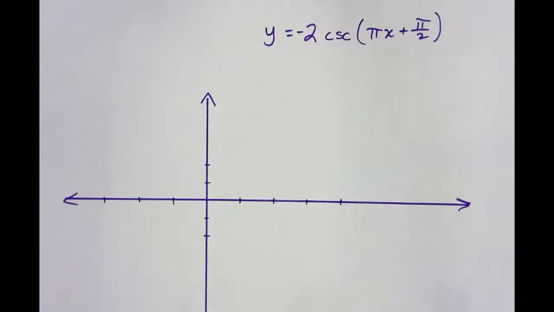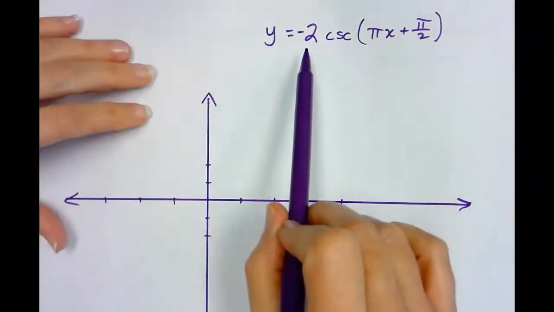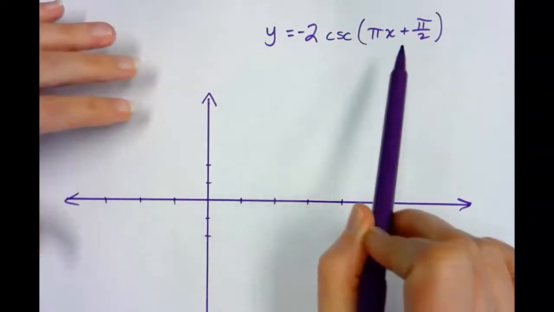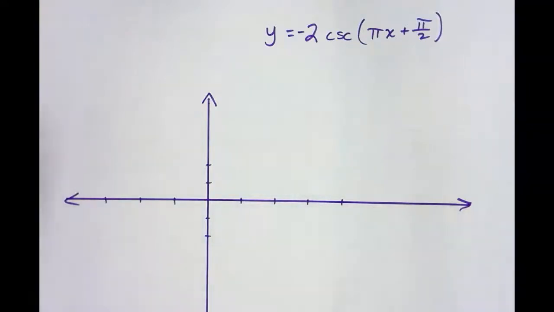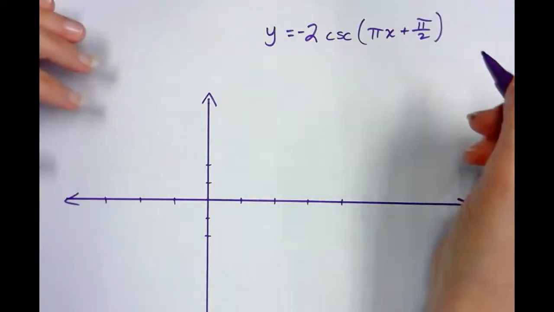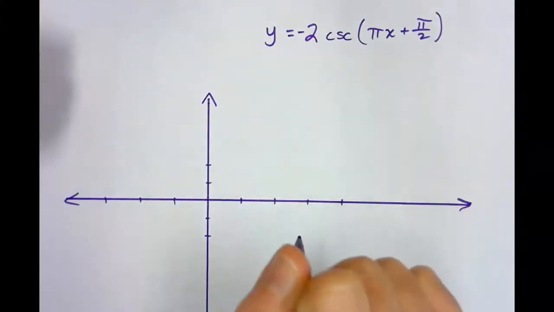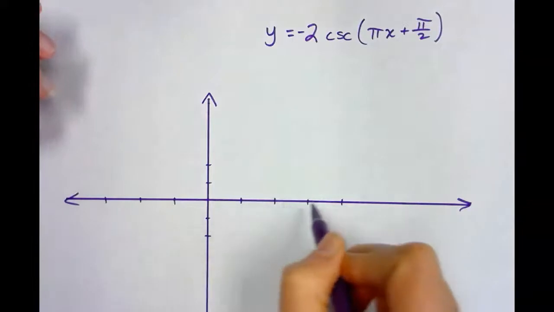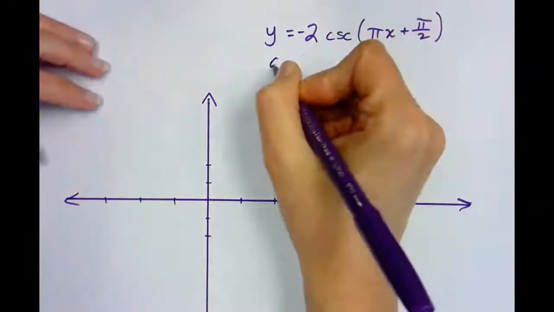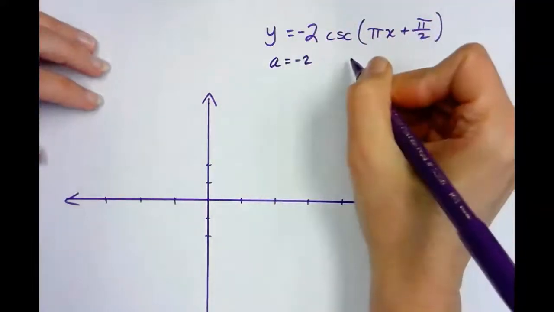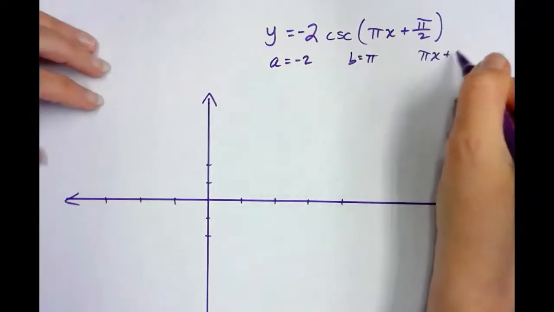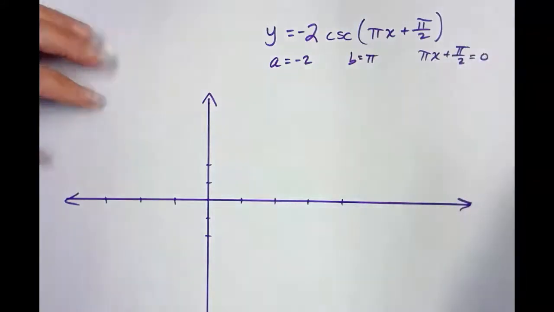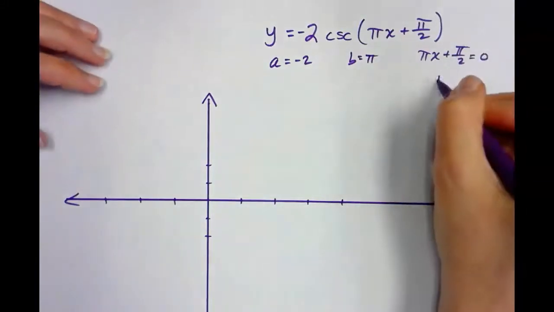All right, ladies and gentlemen, here is y = -2 cosecant(πx + π/2). Let's go ahead and pull out our A, our B, our C. There is no D, so the x-axis will remain the midline here. So A is -2. B is π, and then πx + π/2, we will set equal to 0 to find the phase shift of this graph.